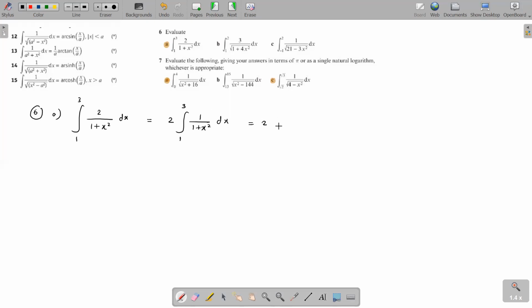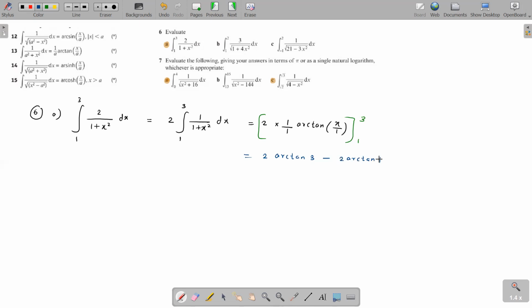So it's gonna be 2 into rule number 13, which is 1 over a, which is 1, arctan x over a, which is basically x over 1. Are you with me? And your limits are from where to where? 1 to 3. Let's input the limits. 2 times arctan 3 minus 2 times arctan 1.